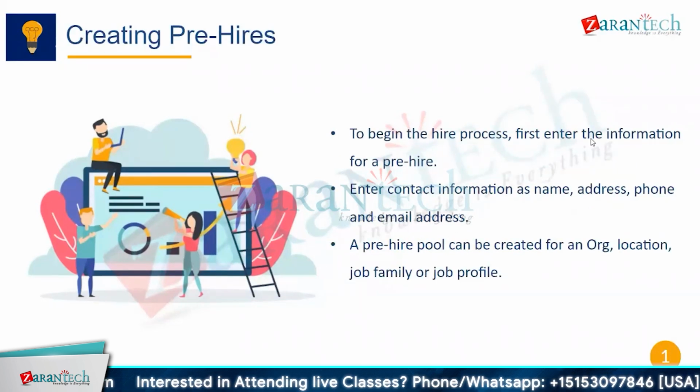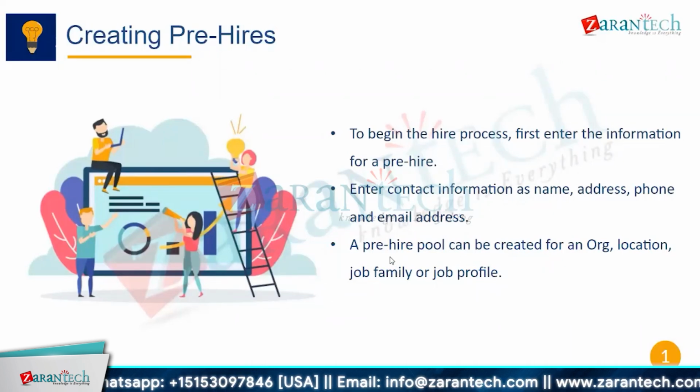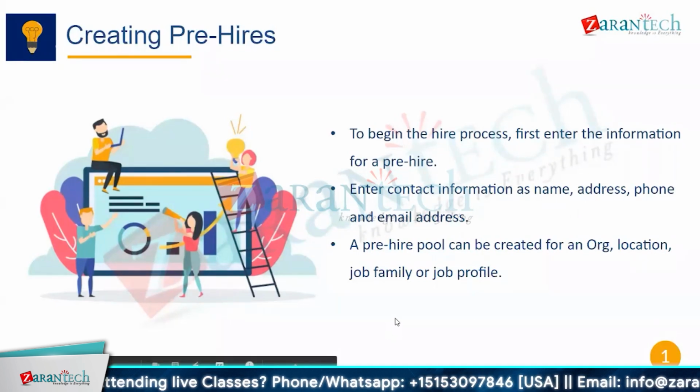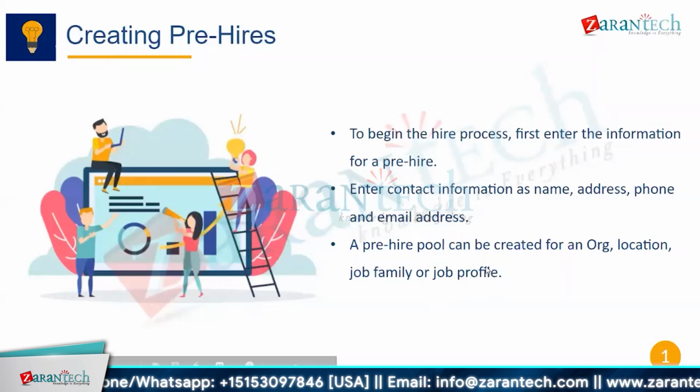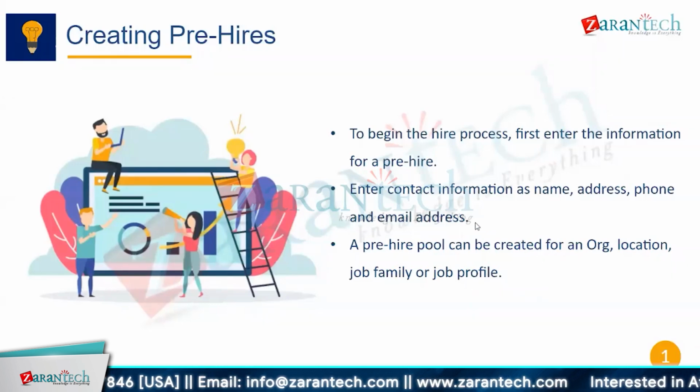To begin the hire process, first enter the information for the pre-hire, enter the contact info, and then that person gets added as a pre-hire. Then we select a pre-hire to actually hire against. A pre-hire pool would be a collection of all the pre-hires, and you could assign them to an org, or to a location, or a job family or job profile. So whoever the recruiter is could select from those to do the hiring.